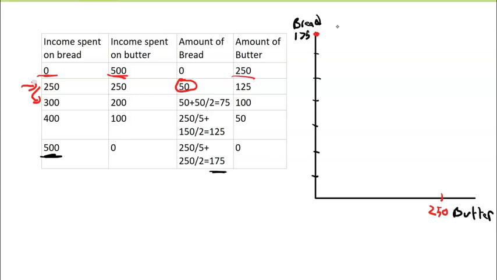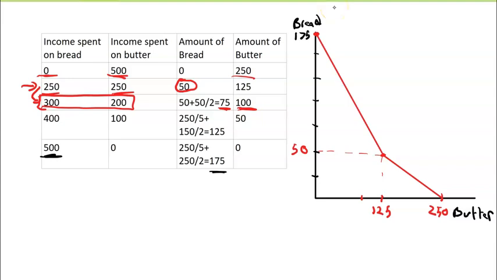Now let's go up to the middle. Supposing we spent $250 on bread and $250 on butter, we were able to buy 125 units of butter and 50 units of bread. So for the first 50 units, we have this line. Then for the next units that we keep on purchasing, we can get 100 units of butter but 75 units of bread. So let's say this is 100, and this is 75. If we plotted that, we would find the shape of the line to be something like that.